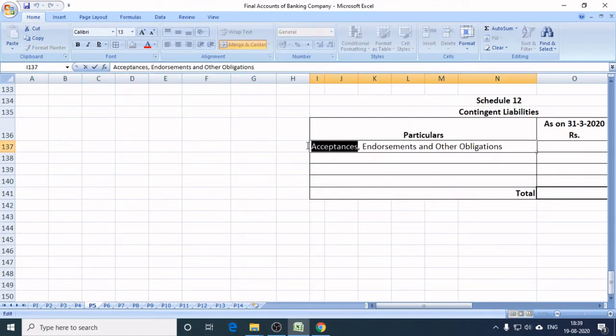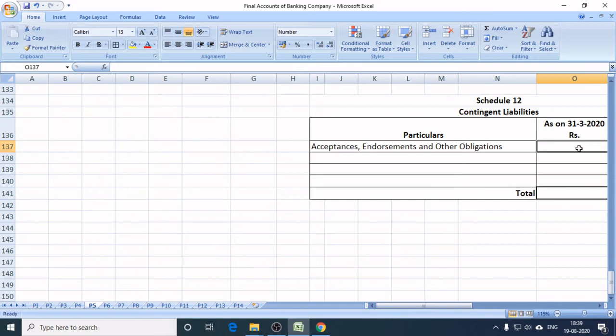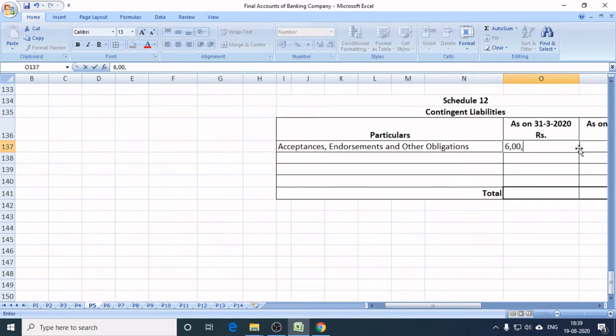Acceptances. This word acceptances, and the value is 6 lakh. Many times students make a mistake. यहाँ पे वो 7,60,000 लिखते हैं, लेकिन 7,60,000 नहीं लिखना है। पेमेंट कितना करना पड़ेगा बैंक को फ्यूचर में, अगर बायर ने पेमेंट नहीं किया तो 6 लाख का ही करना पड़ेगा, 7,60,000 का नहीं करना पड़ेगा। 7,60,000 का उसने अपने पास सिक्योरिटी रखा है उस बंदे का, बायर का। I hope you understood this adjustment.